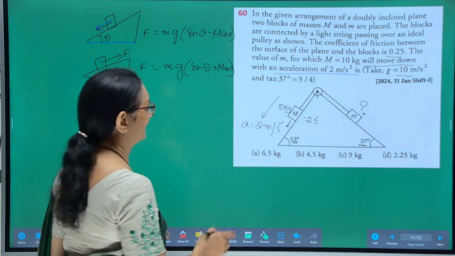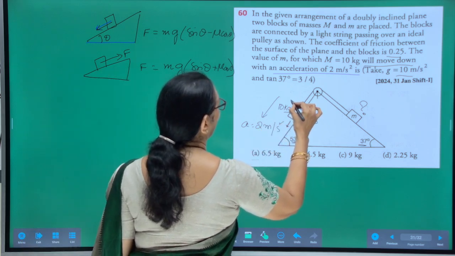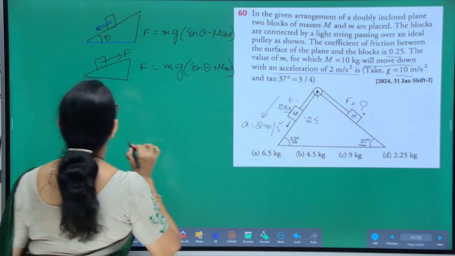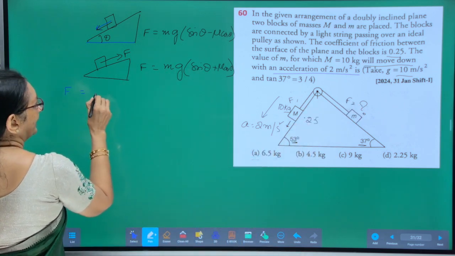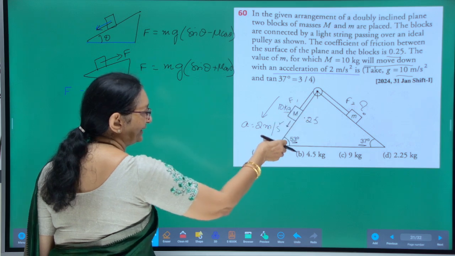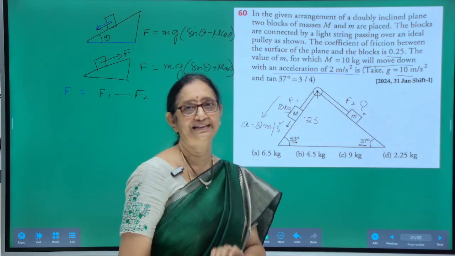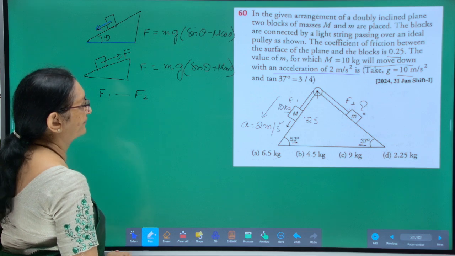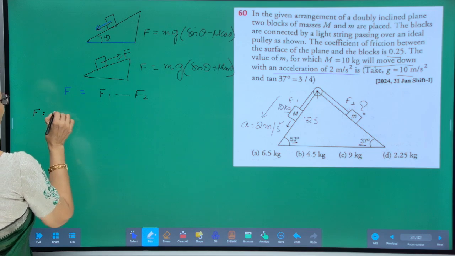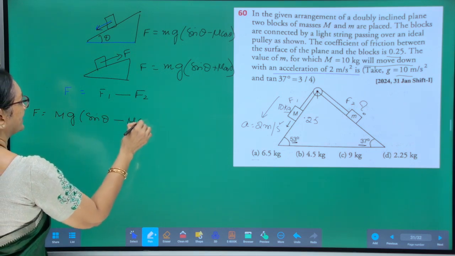Now let us consider here force acting on this is F1 and force acting on this is F2. Net force is equal to F1 minus F2. Because it is moving down, force F1 is in this direction, whereas F2 opposes its motion. So F1 minus F2 is the net force. See, F1 is mg sin theta minus mu cos theta.